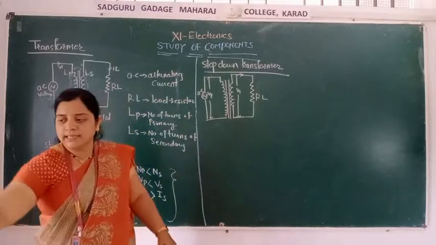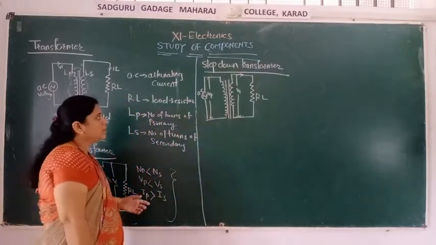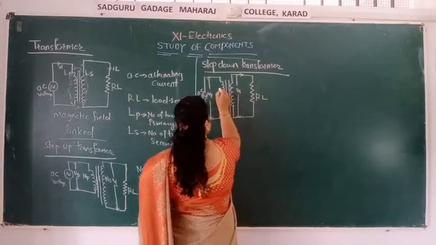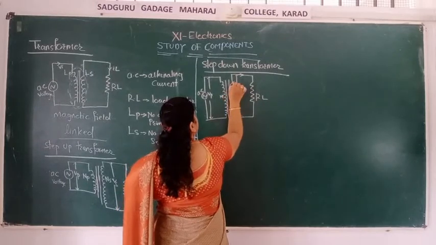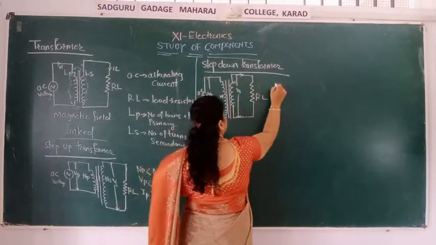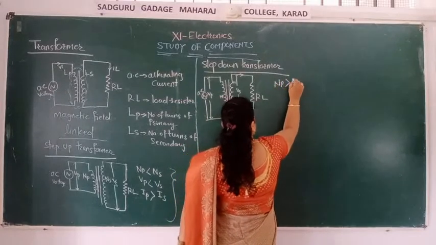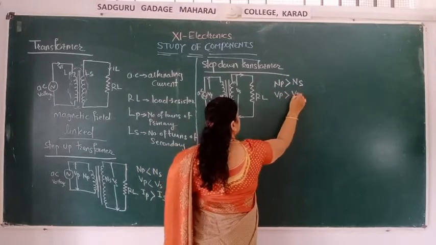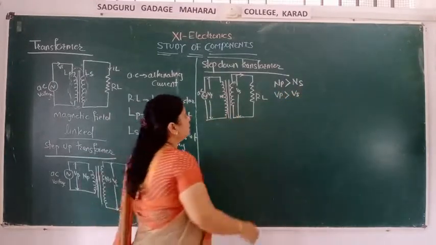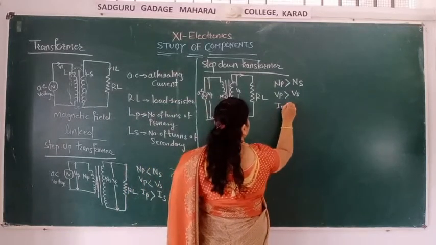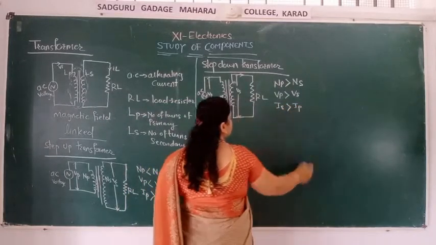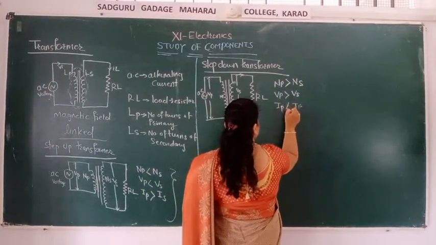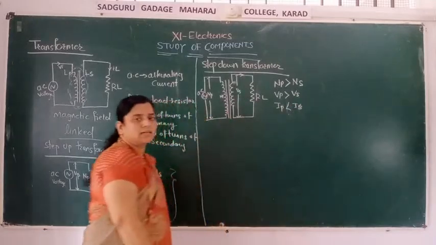What happened? Exactly opposite equation will be there. Number of turns of the primary, that is NP, is greater than NS. Similarly, voltage across the primary is greater than the voltage across the secondary, but the current across the secondary is greater than the current across the primary. Okay, so if you can write like this, you can change the symbol. This is the step down transformer.